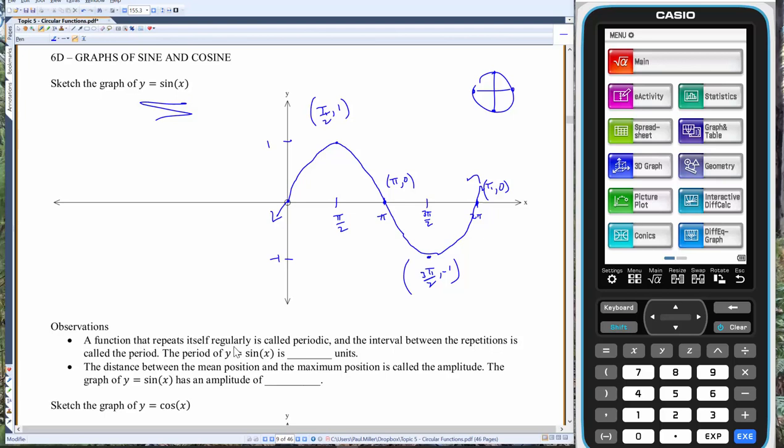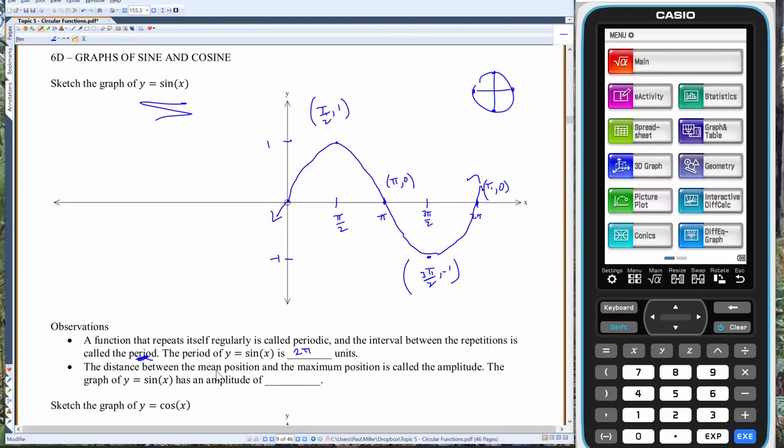A function that repeats itself regularly is called periodic, and the interval between the repetitions is called the period. The period of y equals sine x is 2 pi units. So it starts at 0 and will repeat itself every 2 pi, or every time around the unit circle, because as the name suggests, it is going around in circles. Going around in circles means we're doing exactly the same thing again and again.